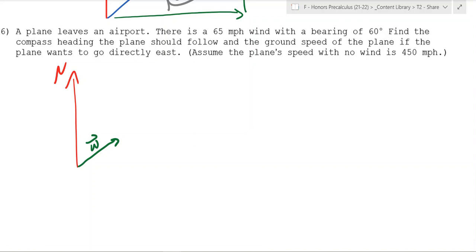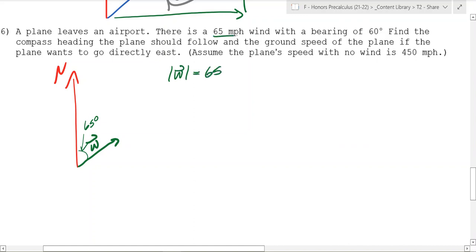And what we know is that this angle right there is 60 degrees. Oh, sorry, not 65, 60 degrees. And we know that the magnitude of W is 65. That's the wind vector right there. It's going 65 miles an hour. Find the compass heading the plane should follow and the ground speed of the plane if the plane wants to go directly east. So the plane wants to go here. This is where it wants to go, right there.